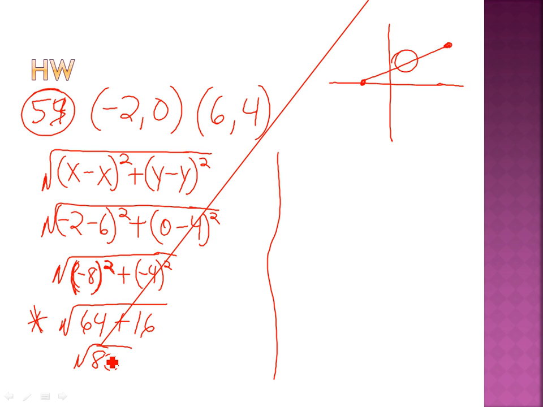Is 80 a perfect square number? No, but looking up here, it's real close to 81, isn't it? What's the square root of 81? 9. I bet this answer is something like 8.9. Paul, you wait there. That's real hard to find, isn't it? So if you don't have a calculator, could you make an estimate at least?